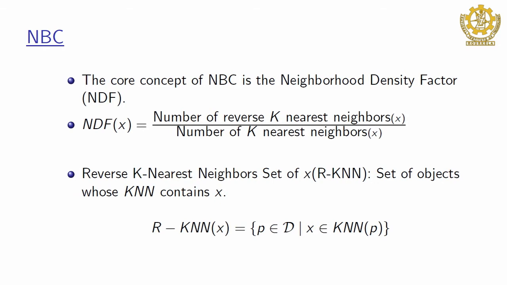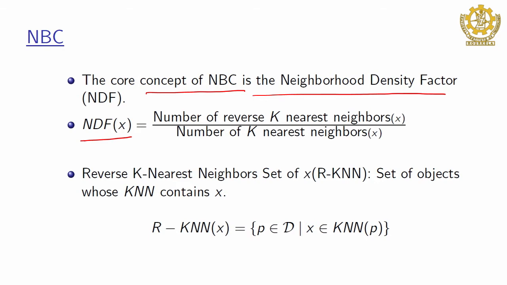The core concept of the NBC is the neighborhood density factor, that is NDF. In the earlier concept we have the core point, border point and the noisy point. Here also we will do the same thing, but in a different way. We need to understand what the neighborhood density factor is. If you understand this very clearly, then you can understand the rest of the algorithm very easily. So, what is that NDF? That is the neighborhood density factor.